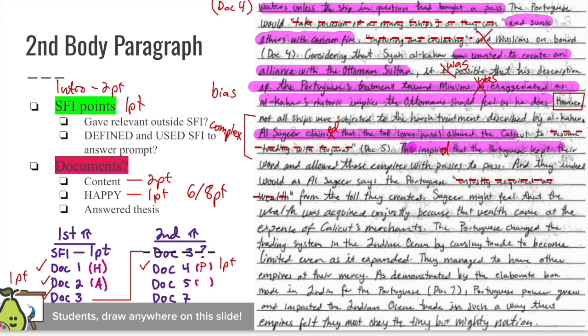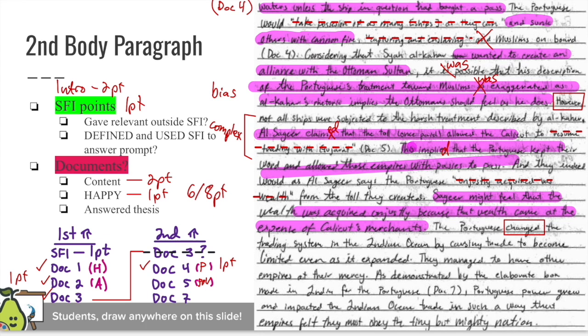And they indeed would, as Al-Sajir says, the Portuguese unjustly acquired vast wealth from the toll they created. Sajir might feel that the wealth was acquired unjustly because that wealth came at the expense of Calicut's merchants. So they're talking about the author here. So we're looking at point of view for document 5. So they've done a bonus HIP skill. Do they get bonus points? No, they do not. But let's say that their HIP skill for document 2 was too weak to count. Then they would have a backup with document 5.